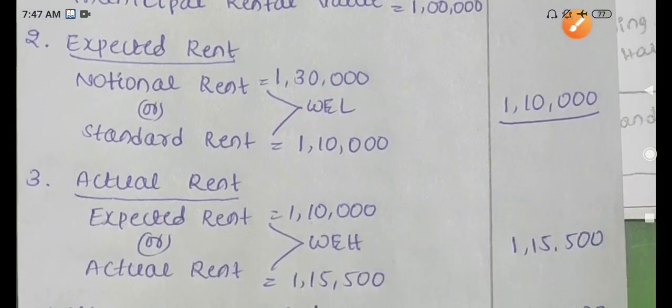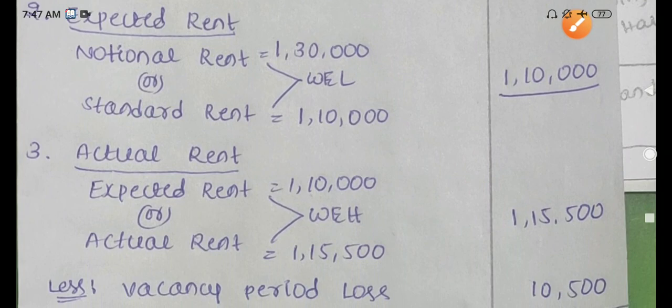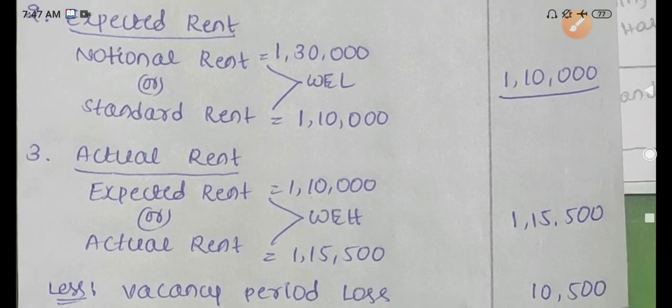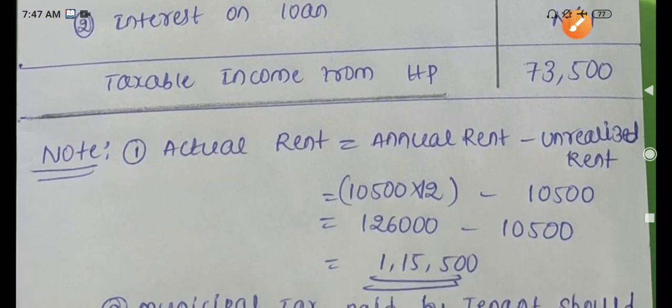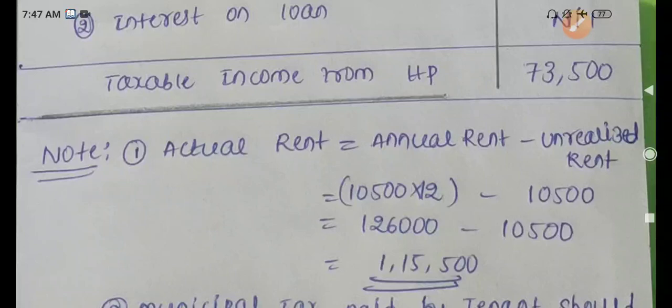And next, actual rent. In order to calculate actual rent, we need to compare expected rent and actual rent. Okay, so expected rent means, from the second step, that is 1,10,000. And for actual rent, we need to apply the formula, which I have shown in the note. See, this is the note.